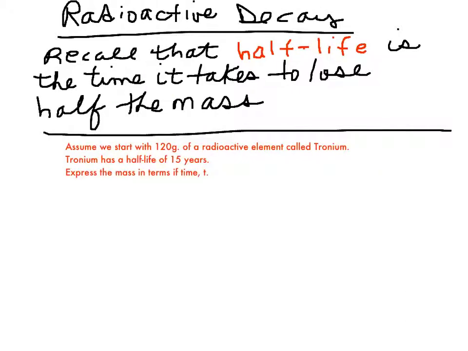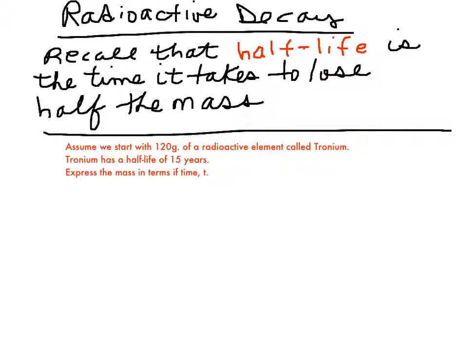Okay, so let's talk about radioactive decay. You should have learned at some point about half-life. Half-life is simply the time it takes for a radioactive substance to lose half of its mass. So consider the little problem that we have here. If we start with 120 grams of something called tronium, and it has a half-life of 15 years, what we want to do is be able to express the mass in terms of time t. Yeah, I see it. I wrote "if" instead of "of". Well, we'll live with that.